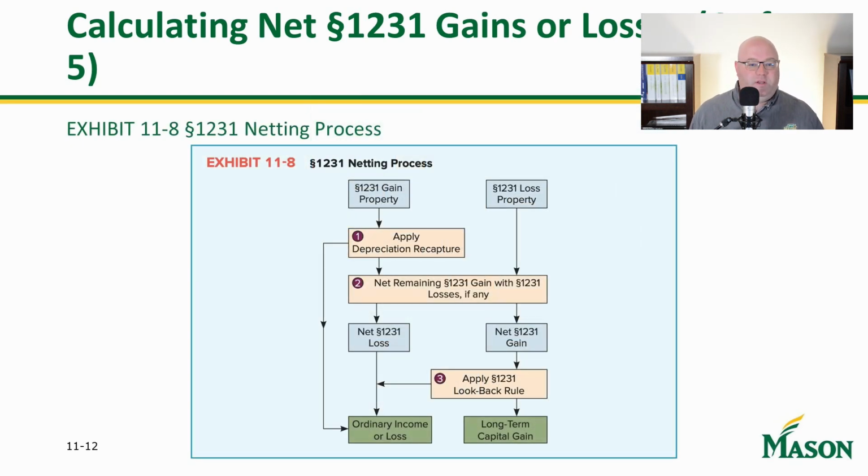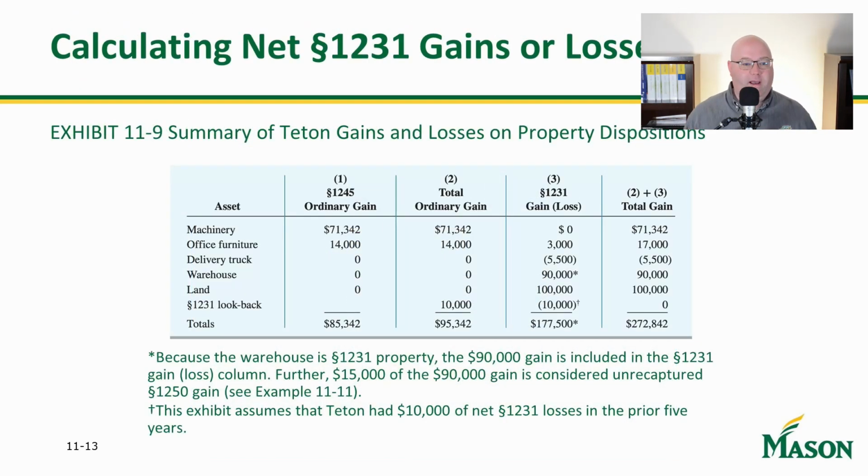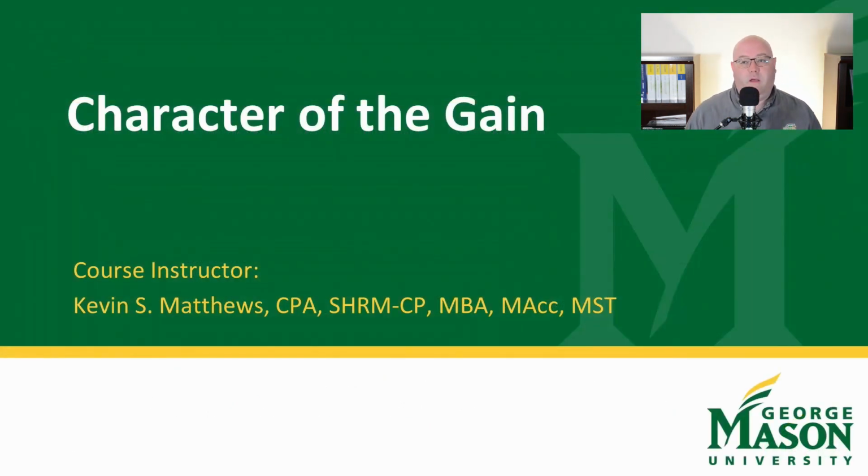Here's where they talk about the netting process, and I'll let you take a look at that, and we'll kind of flow through with that. All right, so this is a summary of the gains and losses in the property disposition. And we'll talk a little bit about what 1245 gain is later on. But this is basically part of the netting process that they had for the example in the book. You can take a look at it. I'm not going to go too far into it because this video is getting long already.